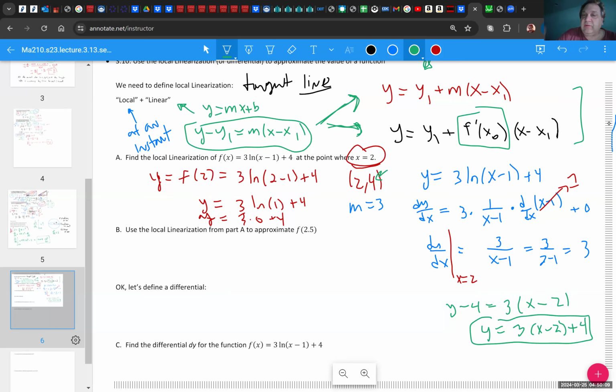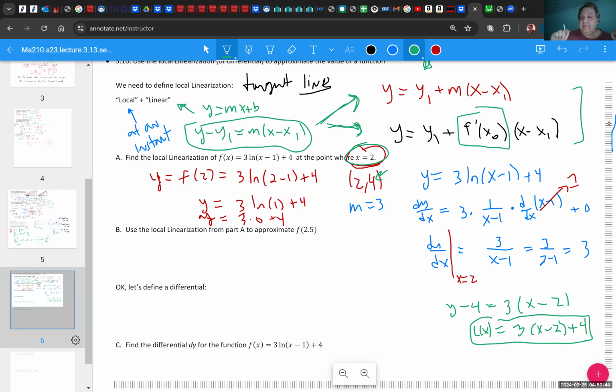We oftentimes don't use the letter y anymore so that people don't get it confused with the original equation. So oftentimes they call it something like L(x) just to emphasize that it's the local linearization. It's the same thing as y equals. Just make sure you don't confuse it with the original function's y value. So that's the local linearization. That line basically looks identical to the original function at the instant when x equals 2. So anywhere right around 2, they are the same.